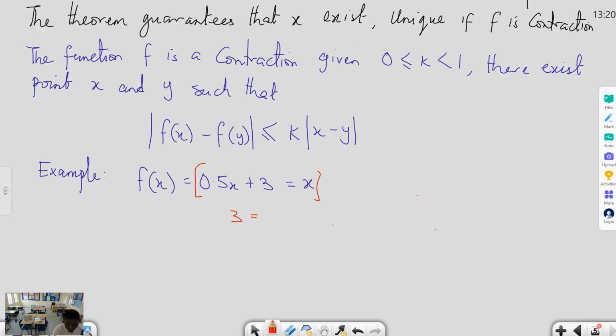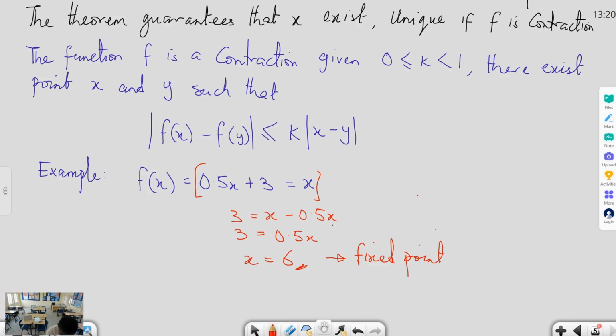Then you have 3 equals x minus 0.5x. Rather, 3 equals 0.5x, so that when you divide both sides by 0.5, your x is equal to 6. Now, tentatively, this 6 right here is the fixed point. It's tentatively our fixed point.